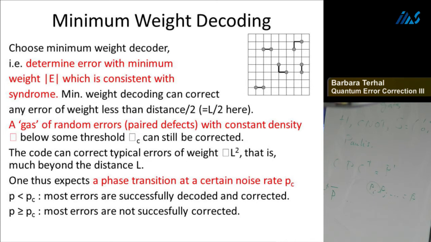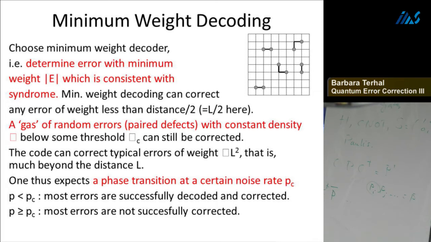So, minimum weight decoding. I argued in the first lecture that if you use minimum weight decoding, you can correct any number of errors up to the distance over 2, approximately. And the distance here is L, so that's L over 2. That actually doesn't look so good, right? Because if I have an L by L lattice, and I can only correct errors up to order L, then the bigger I make the lattice, the lower the fraction of errors that I can correct. That would mean that for L going to infinity, my noise threshold will go down, and my logical error rate would actually go up.